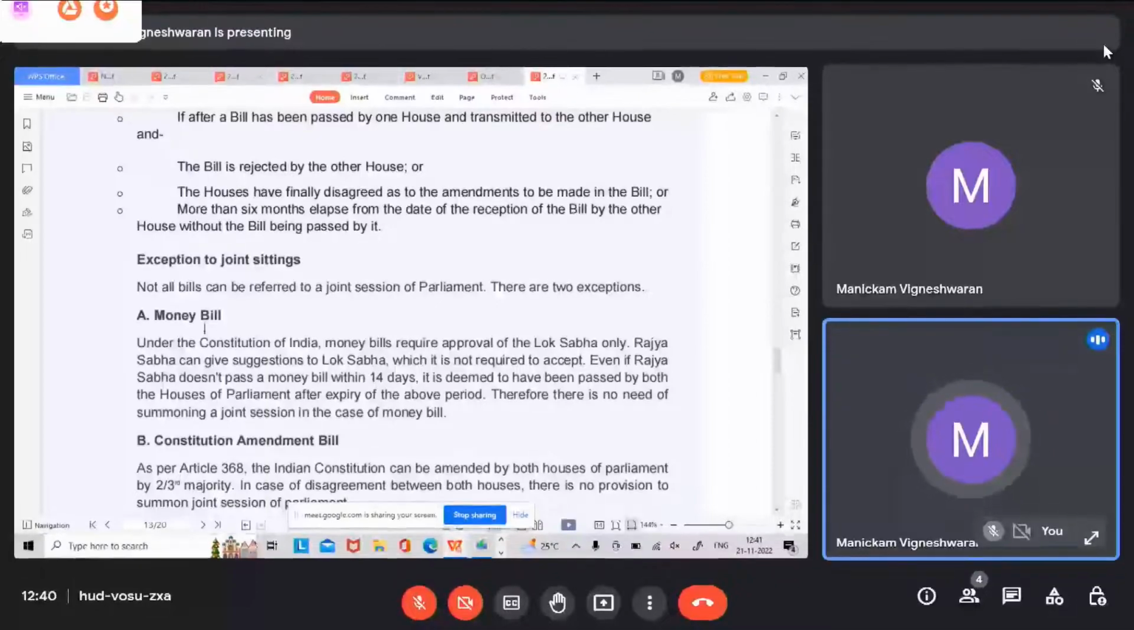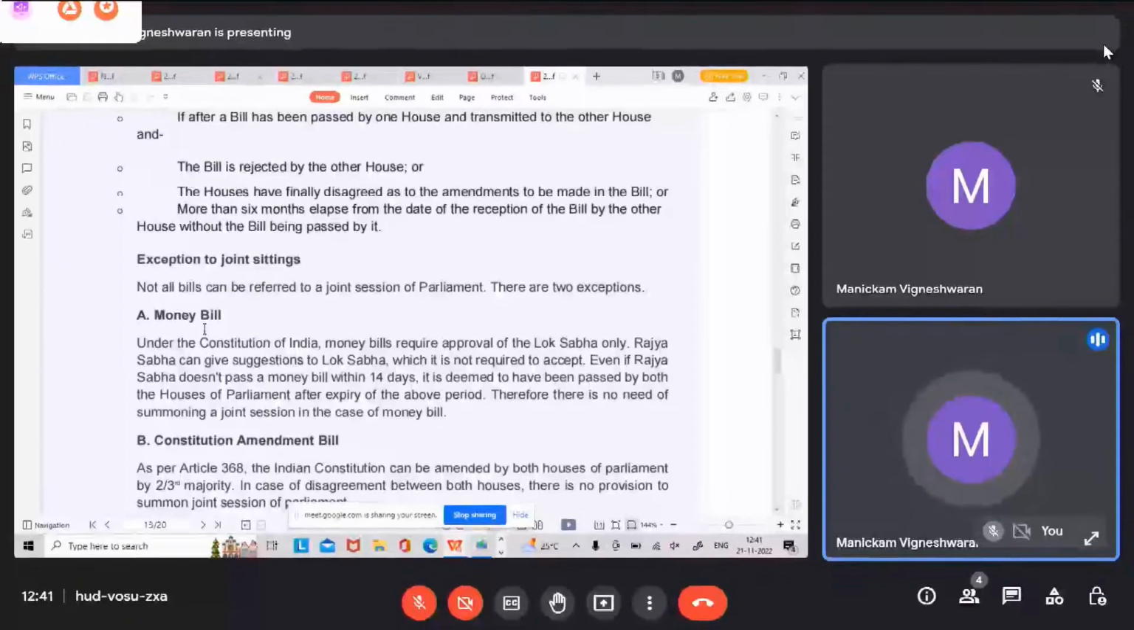Exceptions to the joint sitting: not all bills can be referred to a joint session of Parliament. There are two exceptions. That is, the money bill. Under the Constitution of India, a money bill requires approval of the Lok Sabha only. The Rajya Sabha can give suggestions to the Lok Sabha, which it is not required to accept.